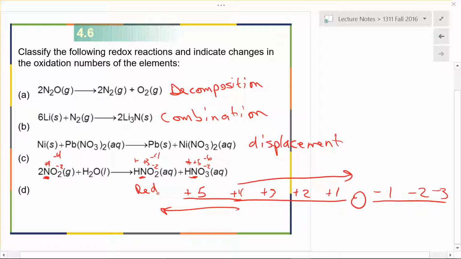That is called reduction. What happened when I went to a plus 5 right here? I lost. That is called oxidation, right? So we have reduction and we have oxidation. What kind of reaction is this? Disproportionation. Okay? That's right. So this nitrogen was oxidized and reduced. So that's a disproportionation reaction. All right.